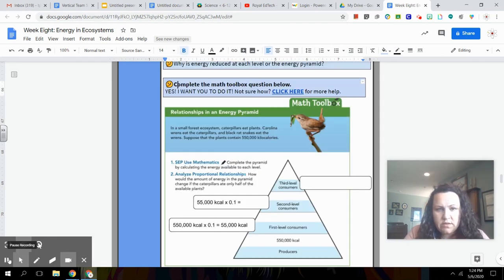Okay, the math toolbox, you betcha. You've got to do the math toolbox this time. There's a tutorial on how to do this and what's expected. It's actually not very difficult math. It's pretty simple math. So watch a tutorial if you're a little bit uneasy or unsure of what the task is.